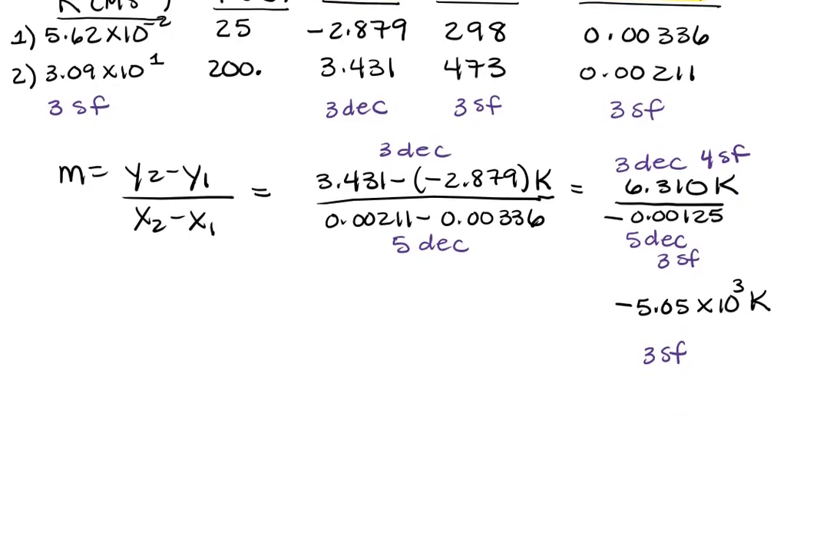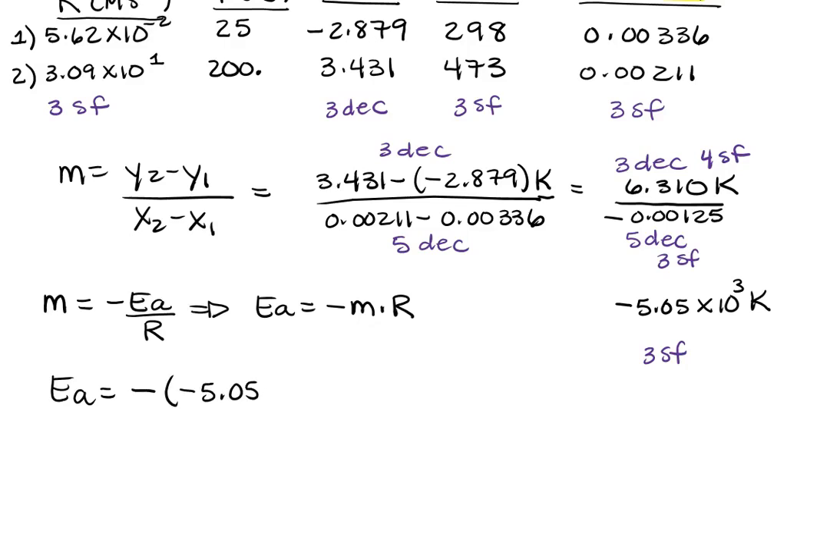So finishing that up, our slope equals negative Ea over R. When we rearrange that, we get Ea equals negative slope times R. So now we're going to plug our values into that equation. So Ea equals negative slope, which is a negative 5.05 times 10 to the 3 units of Kelvin, times R, 8.314 joules per Kelvin mole.